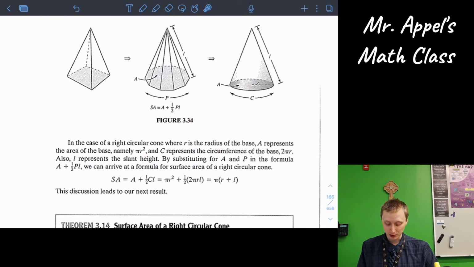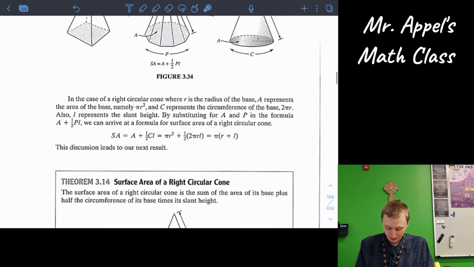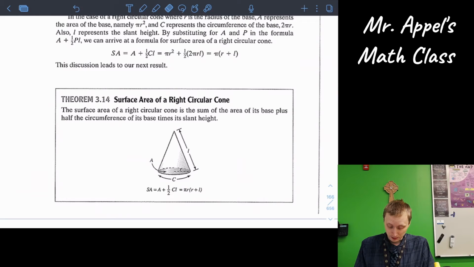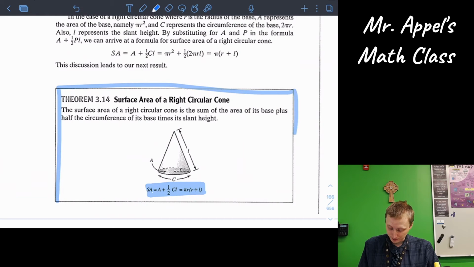Just recognize, how do you find the area of a circle? And what is another name for the perimeter of a circle in particular? We get this. Surface area of a cone, A plus 1/2 CL, or pi r times r plus L. So note there in the derivation they've filled in pi r squared and 2 pi r L, and you could factor out the pi and r from both terms. And 1/2 times 2 reduces. We get a very lovely simplification there.